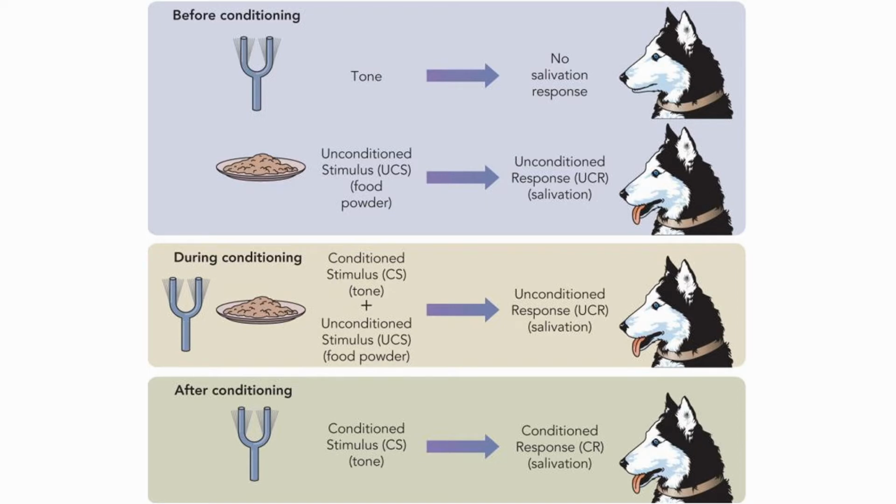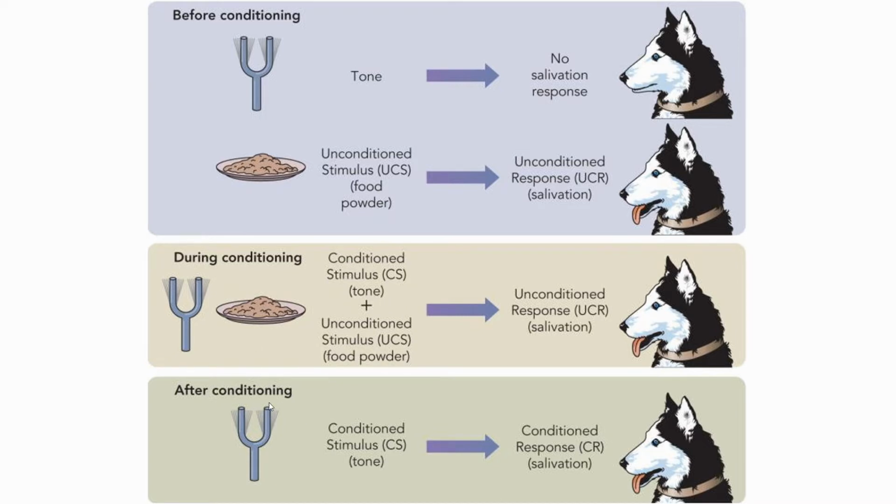During conditioning, we're going to pair that neutral stimulus with our unconditional stimulus, and we're going to have produced our unconditional response. So the dog's going to salivate because they're still getting that food. And at the same time, this neutral stimulus, this tone, is going to become a conditional stimulus. So it's going to be acquired. It's going through that acquisition phase, and it will become a conditional stimulus.